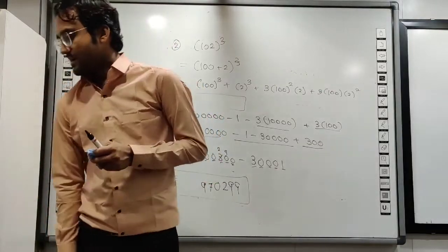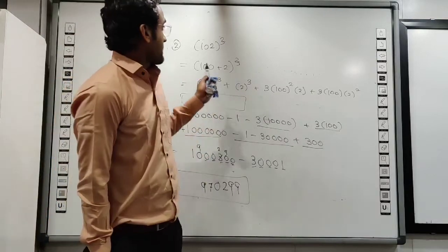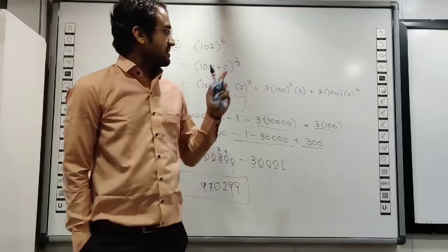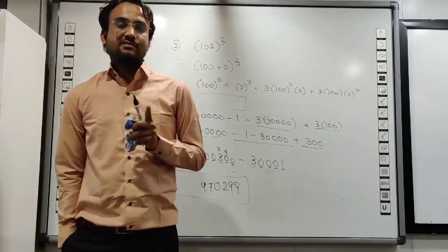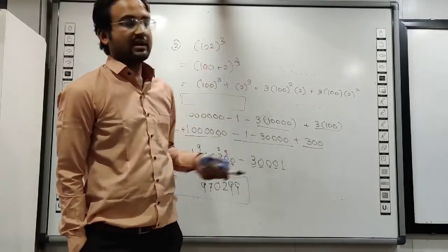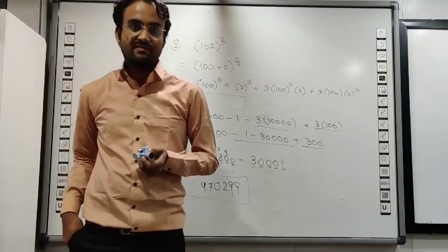So I hope for today's identity you have to write both identities 10 times in your homework, and then you have to solve all these questions. Thank you.